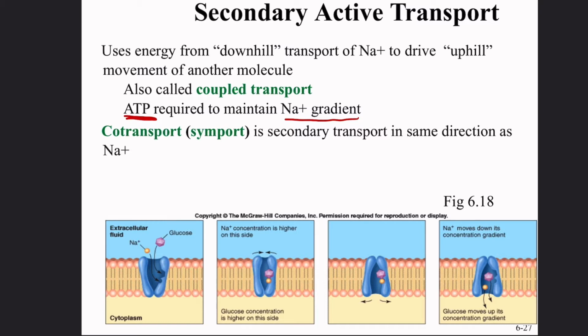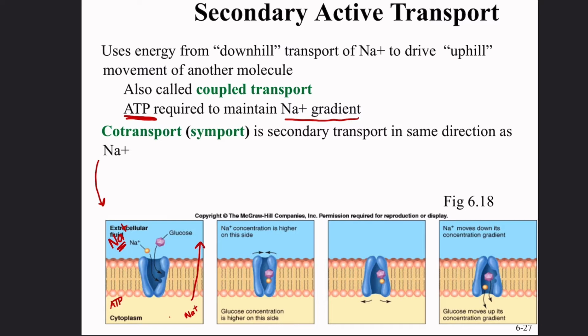So we have a couple examples here for you. In this bottom picture, it doesn't show the ATP being used and the sodium concentration way higher on the outside than inside the cell. But what is known here is that the sodium potassium pump has used ATP to push sodium out of the cell against its concentration gradient.